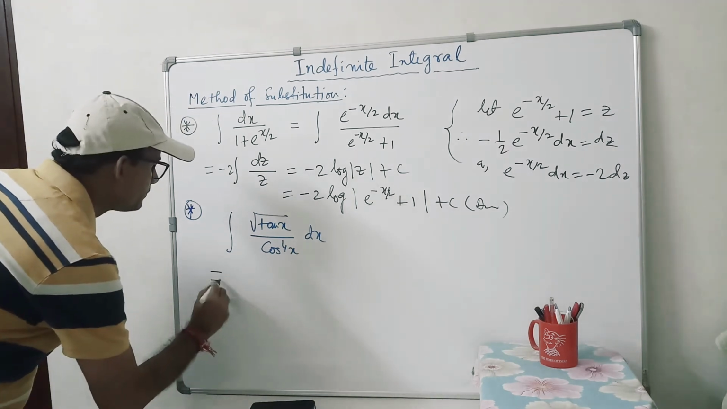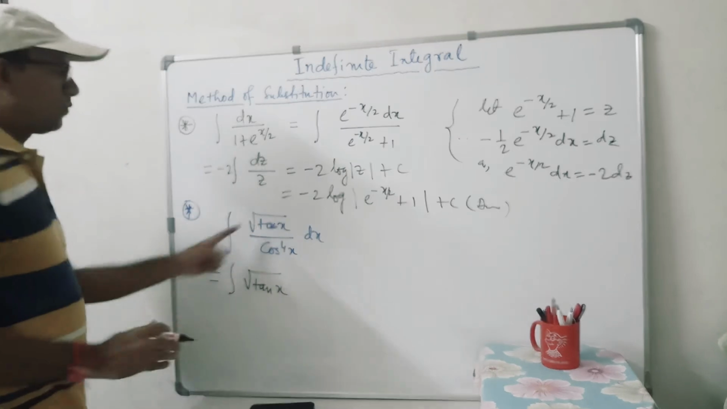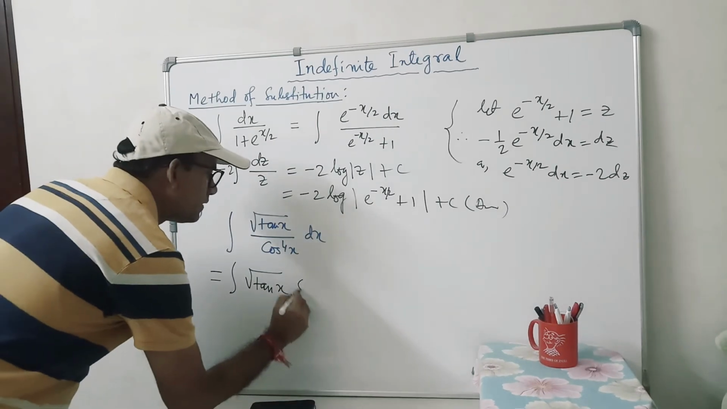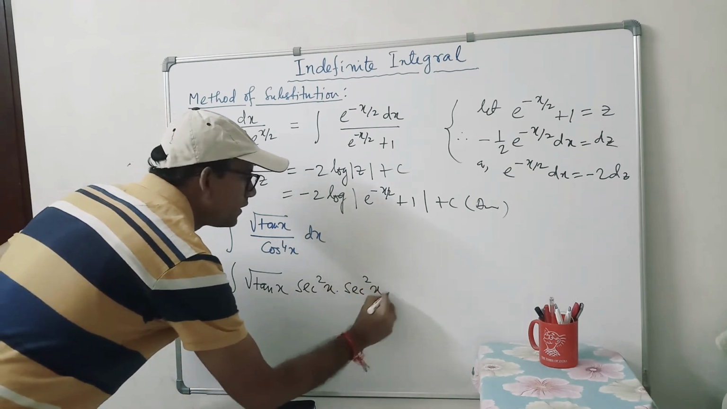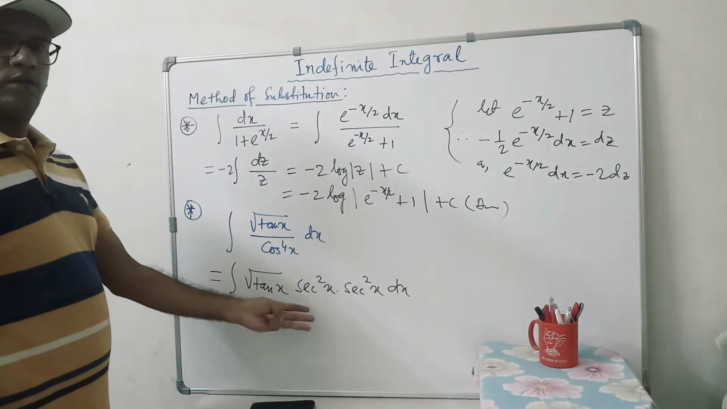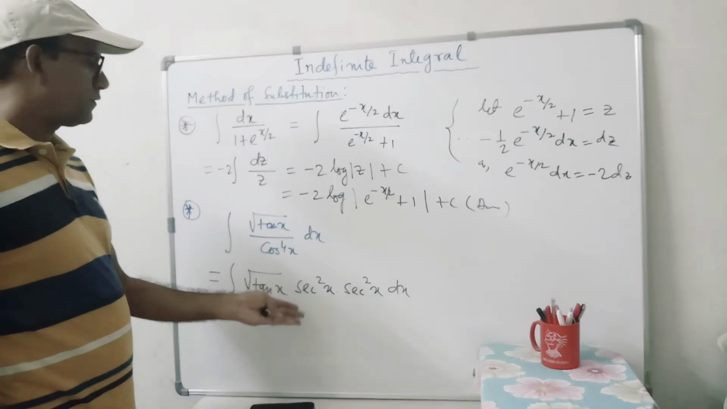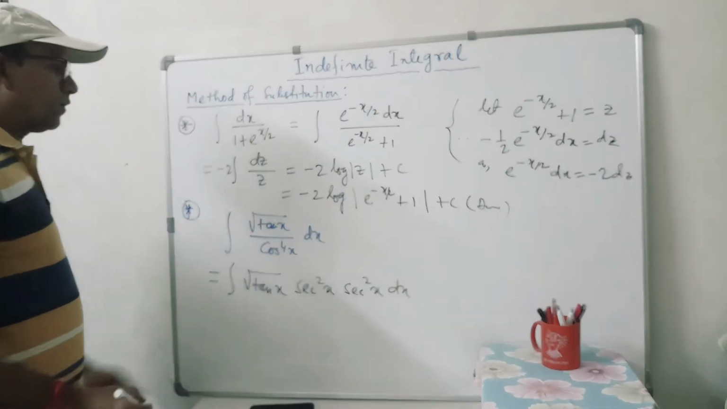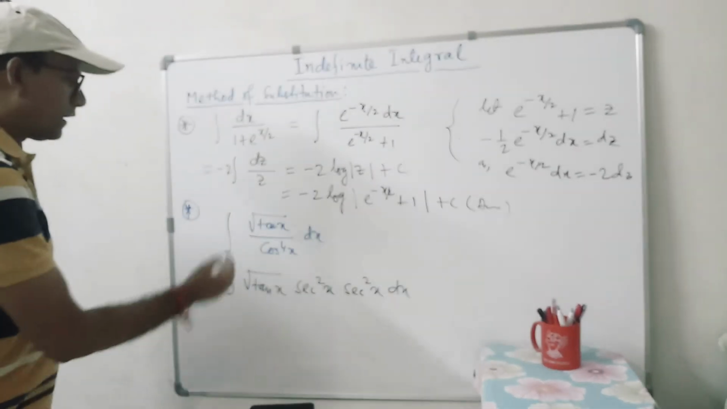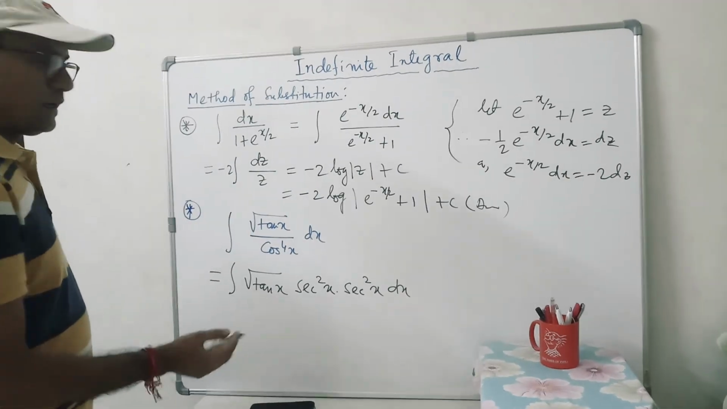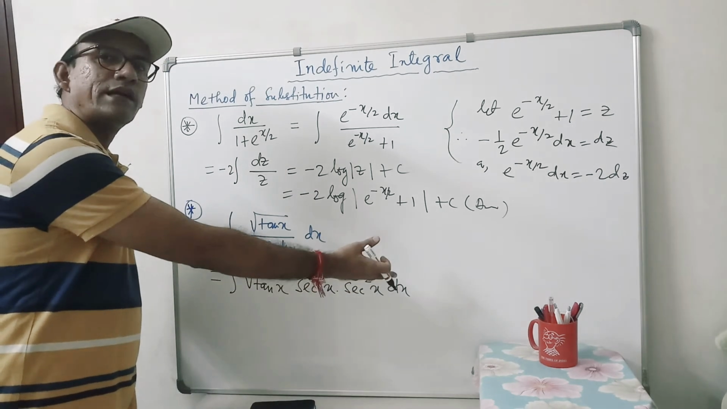Well, first we can write 1 by cos to the power 4 x as sec square x into sec square x dx. I parted it, 1 by cos to the power 4 as sec square into sec square. So what will be the benefit out of it? See, now if you take root tan x as z, you will get this sec square dx part.